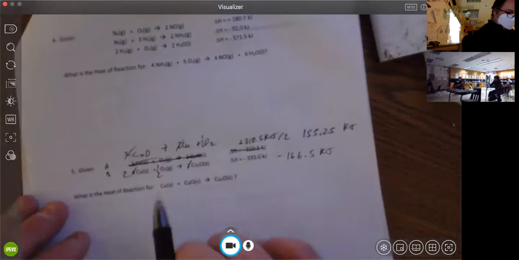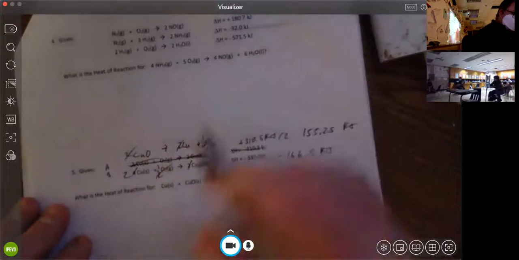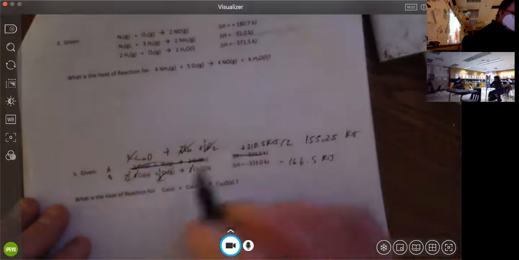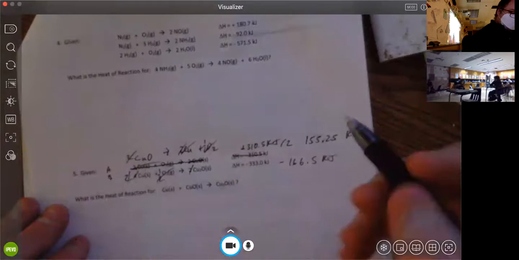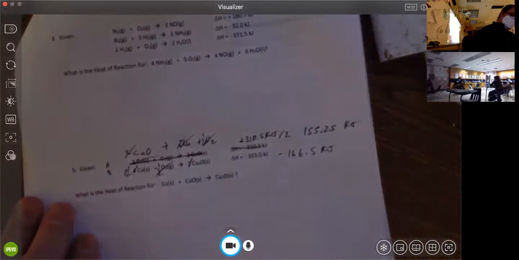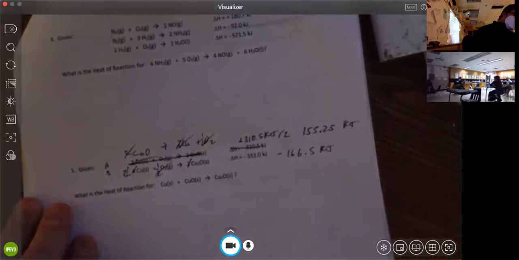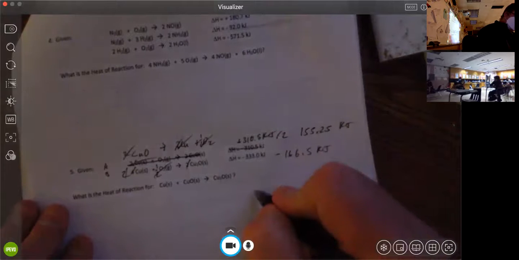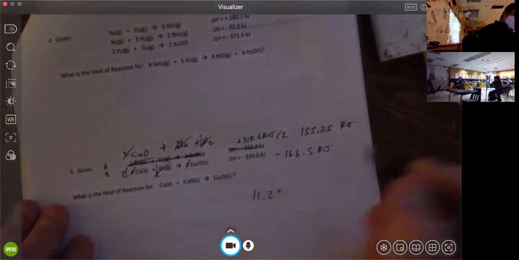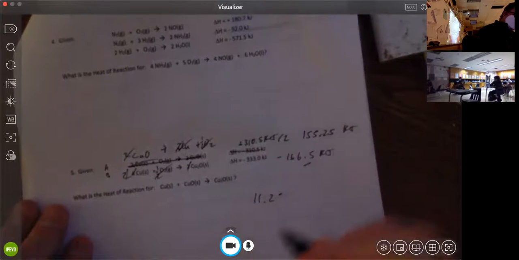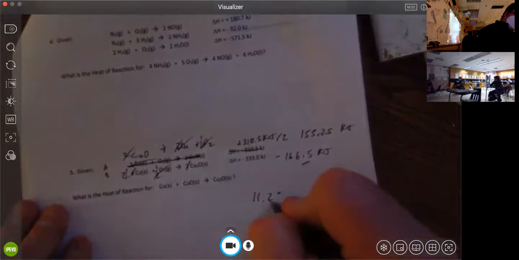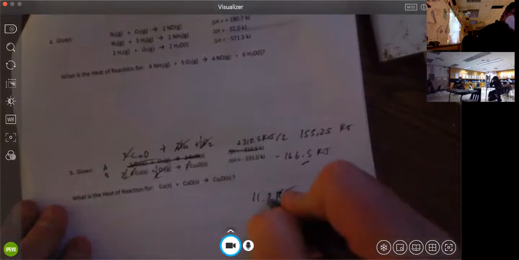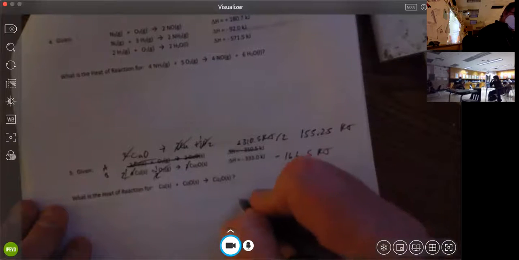And now if we add these together, my O2 cancel out. One of my coppers cancel out. And I think everything else is good. 155.25 plus negative 166.5. The answer is negative 11.25. Significant digit wise would be right there. Negative.